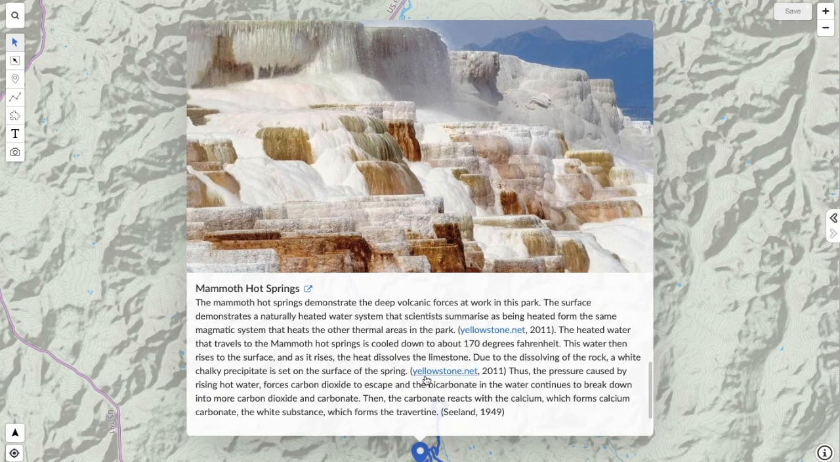Thus, the pressure caused by rising hot water forces carbon dioxide to escape, and the bicarbonate in the water continues to break down into more carbon dioxide and carbonate. Then the carbonate reacts with the calcium, which forms calcium carbonate, the white substance, which forms the travertine.